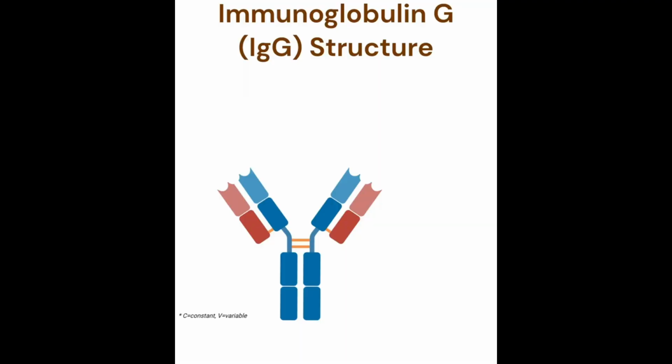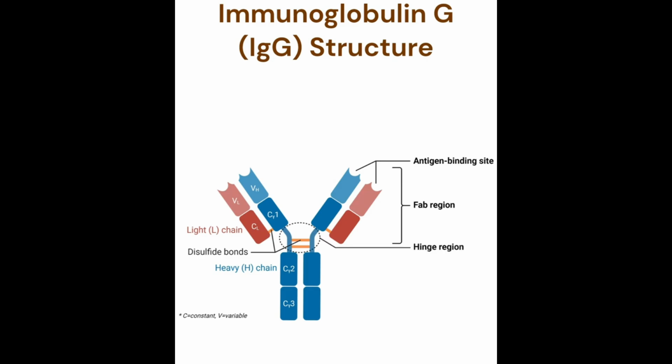So this is the structure of the antibody. It is having the L chain and H chain, that is light chain and heavy chain, and antigen combining sites are there, and in between the two chains there is a hinge region. So this is the structure of the antibody.